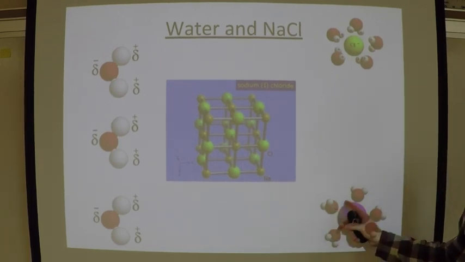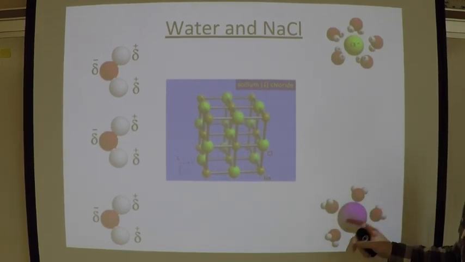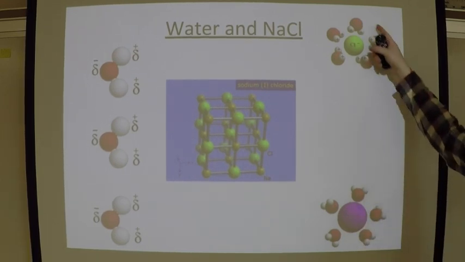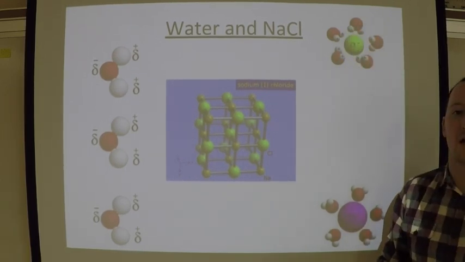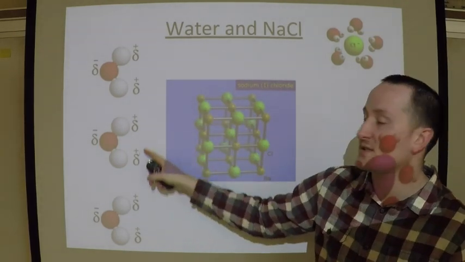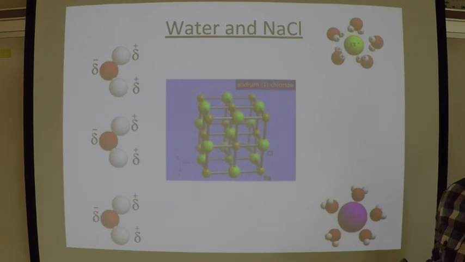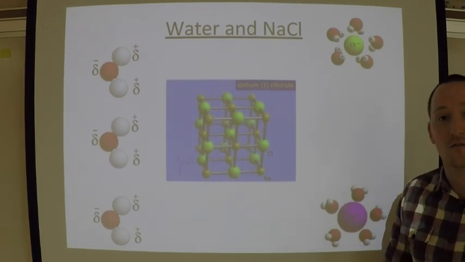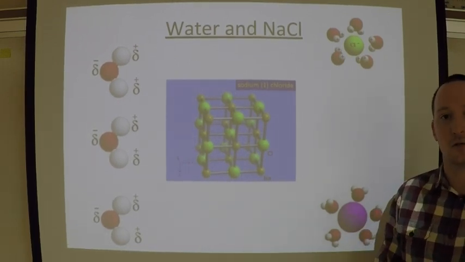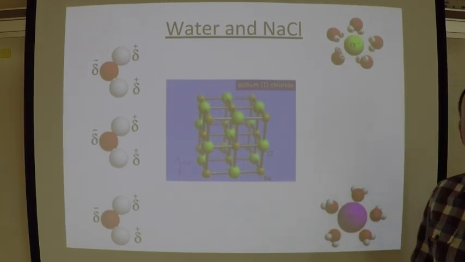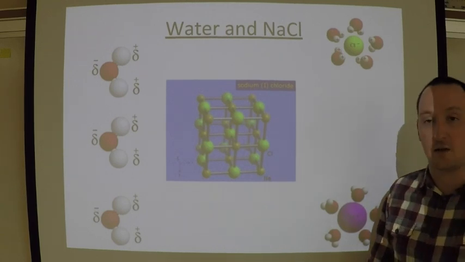Since the red side, the oxygen on water, is negatively charged, it is attracted to the positively charged sodium. Notice how on the chloride, though, they are opposite of that. The partially positive charged hydrogens are facing the negatively charged chloride. That's because opposite charges attract each other. So I want you to draw those two sketches for me up in the solvation sketch of NaCl and water.